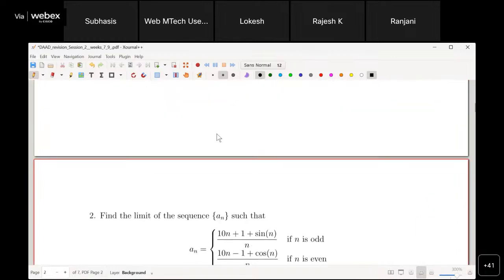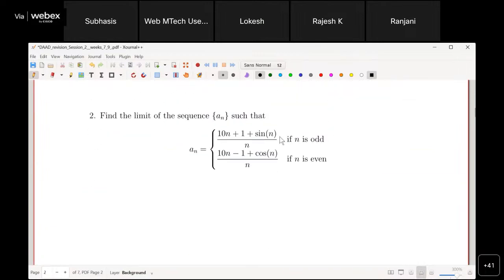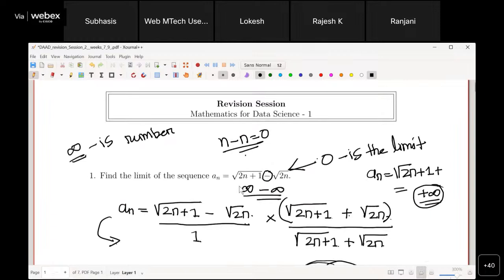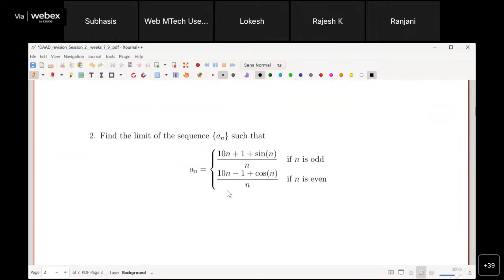So the next question is this sequence. This is a slightly different sequence. Here the sequence is defined in two parts. Once you substitute n equal to 1, you can substitute in this expression. As you can see, you have two expressions for this sequence: one if n is odd, and another one if n is even.